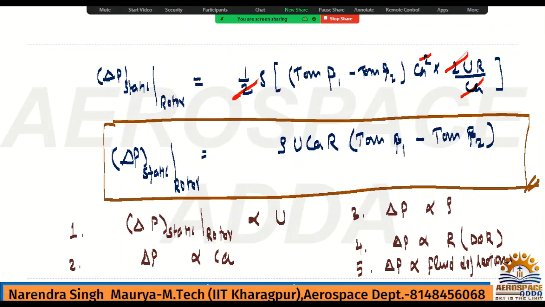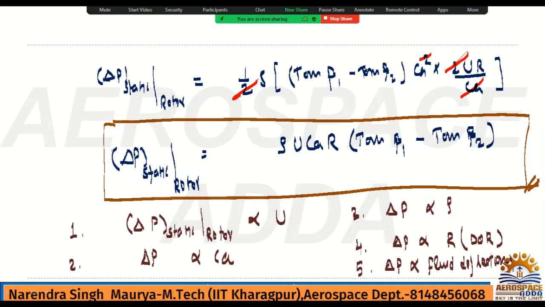Similarly, Ca, and similarly the degree of reaction. If you increase the degree of reaction, you get more pressure rise. Now you can relate: last class I explained that if R is 0, the degree of reaction 0 means there is no pressure rise in the rotor, and by this formula you directly get that if R is 0, then delta P will be 0. That was the impulse turbomachine, and now this formula also proves that statement. Check the previous lecture; here also you get the same relation. If R is 0, delta P will be 0.